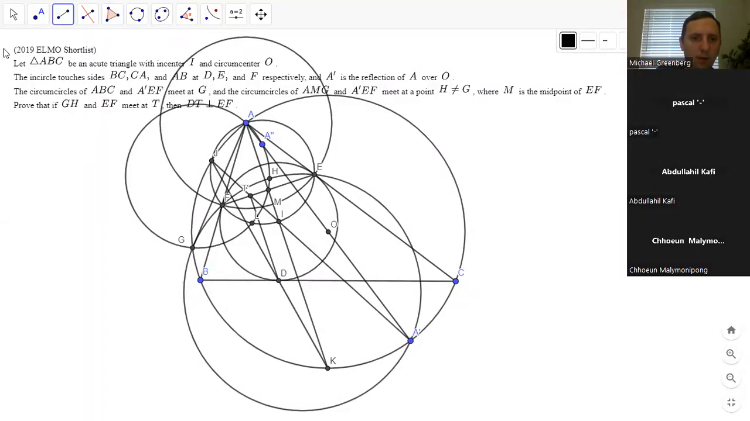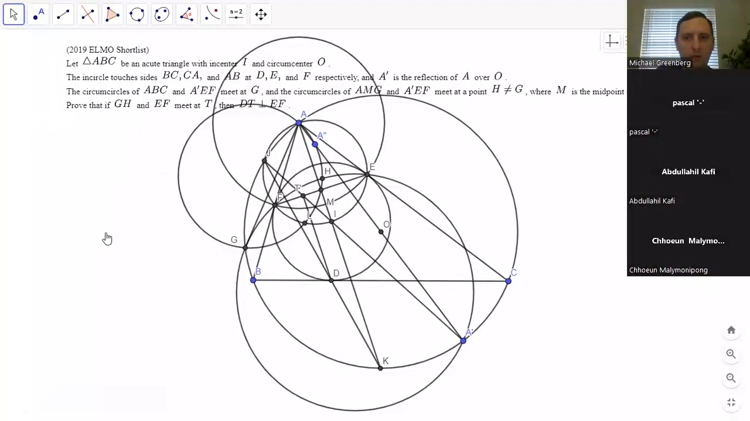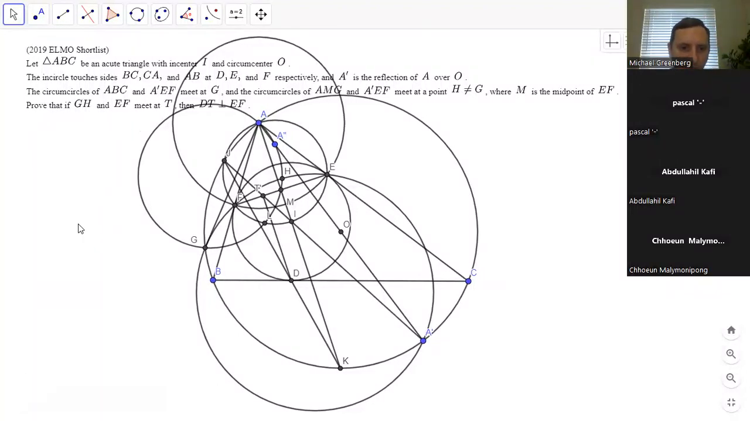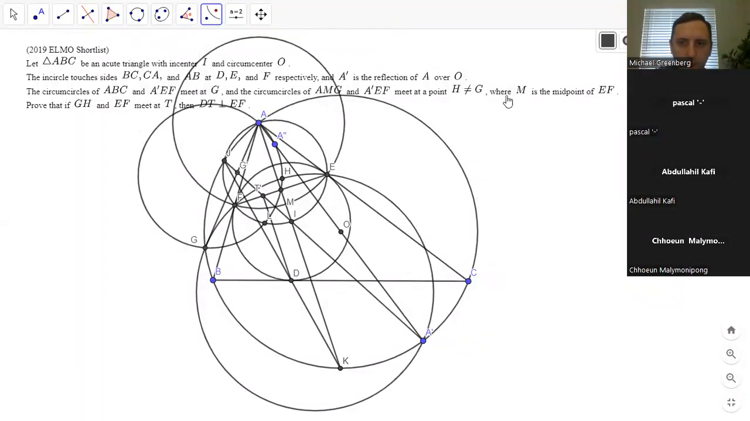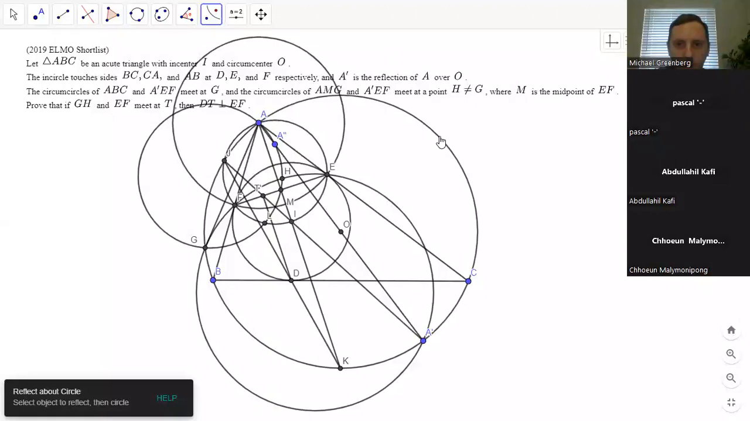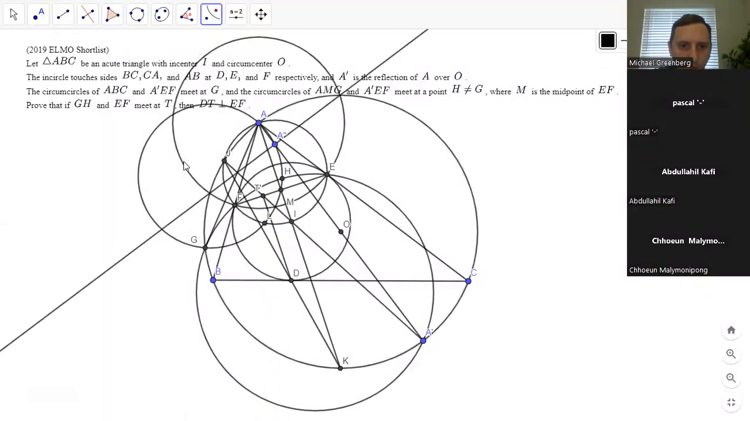Okay. So let's think about this. First, can we show the inversion of G about this circle lies on that line? How do we define G? So where does this circle invert to? The circumcircle of ABC. Let's see. If we invert the circumcircle of ABC about this circle, then it goes to this line. Interesting. Is that obvious?